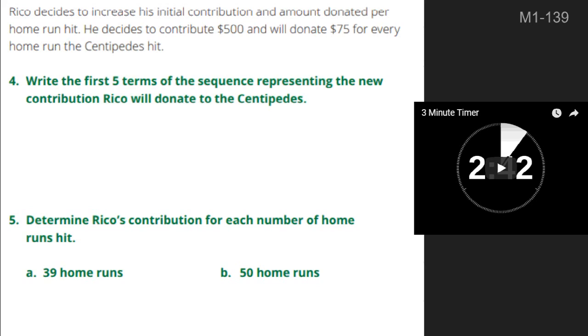So, right after you do the 5 terms, you're going to write an explicit formula and use that for A and B on number 5. Okay? That gives you about a minute for each question. I'm going to give you 3 minutes, and your time starts now.